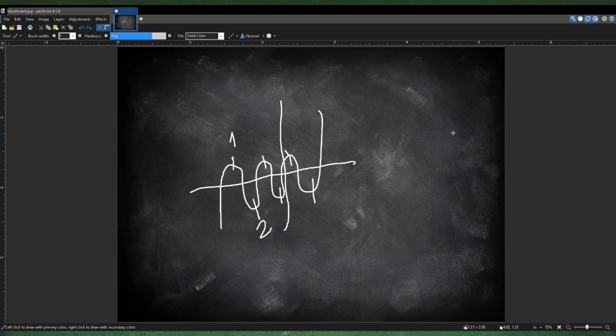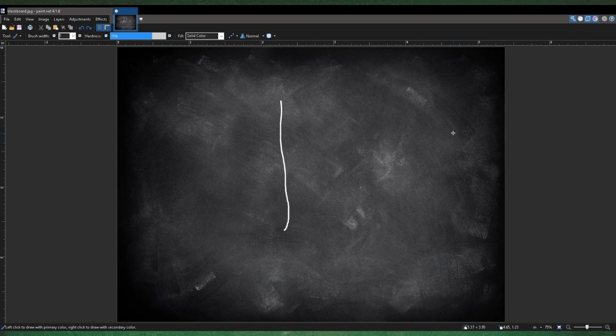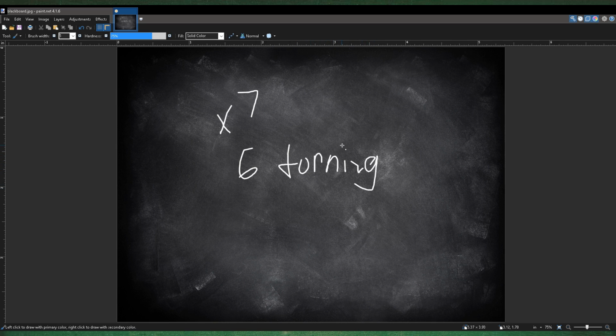Let me erase this. And the inverse is true. So if we have a polynomial like x to the power of 7, then there are at most 6 turning points. At most.